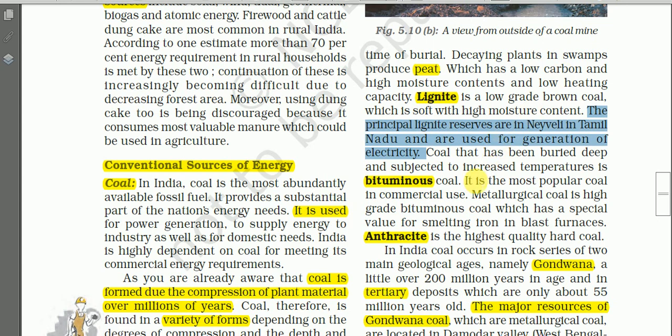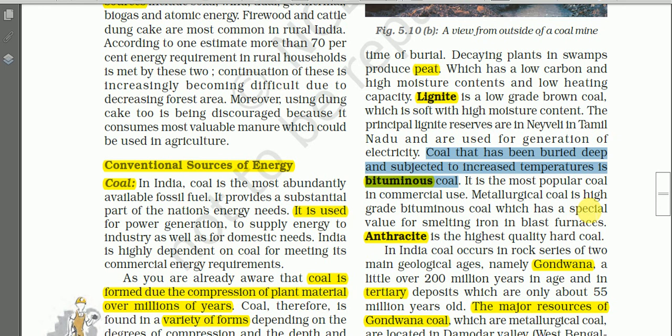And the third type of coal is bituminous, and this is the coal that has been buried deep and subjected to increased temperature, and it is the most popular coal in commercial use. So this is the most commercially used type of coal. The carbon content of bituminous coal ranges between 50 to 80%. It contains less moisture and less smoke.